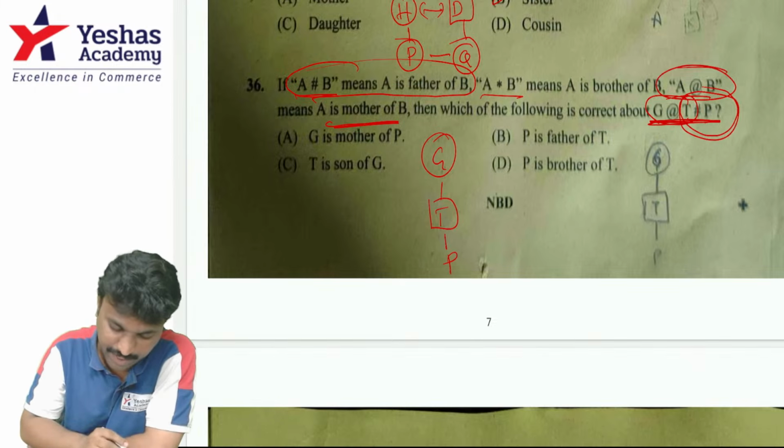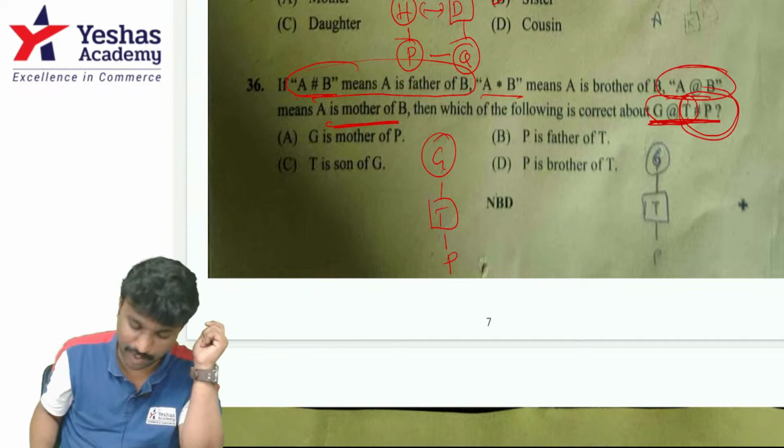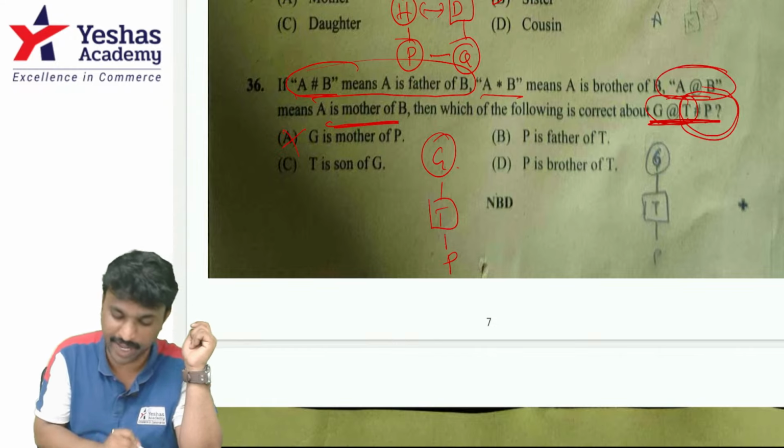As per the question, they're asking which option is correct. G is mother of P. Is G mother of P? No. Option A is not the right one.